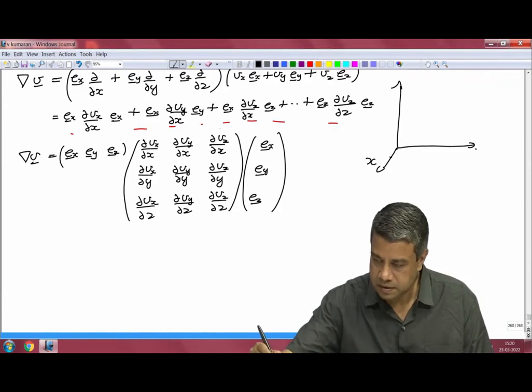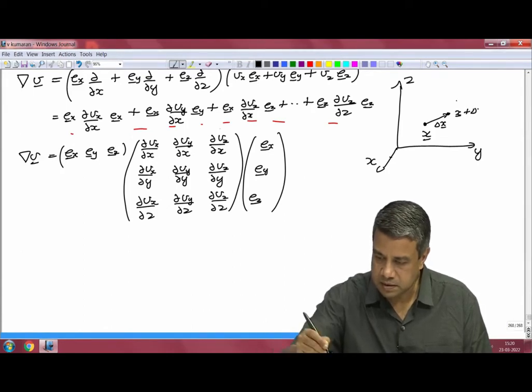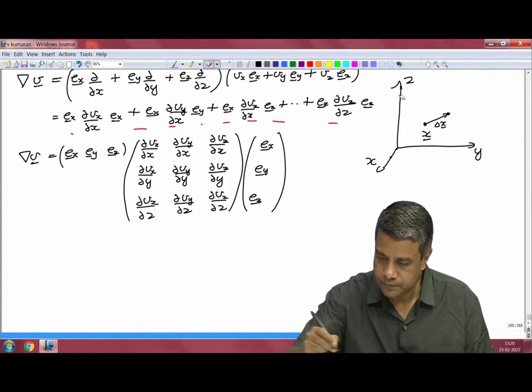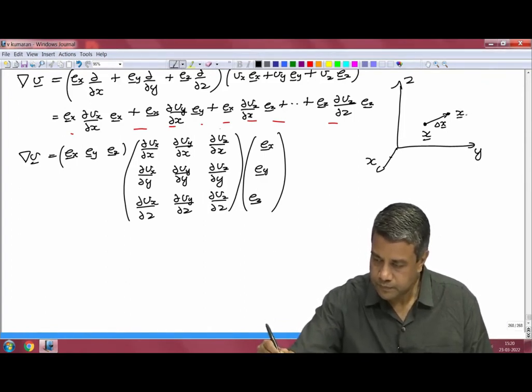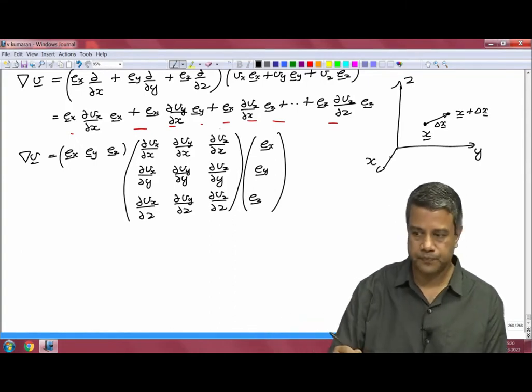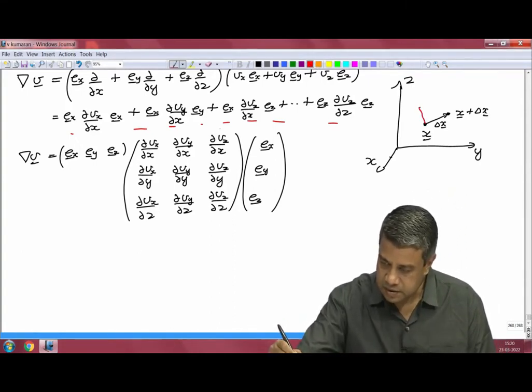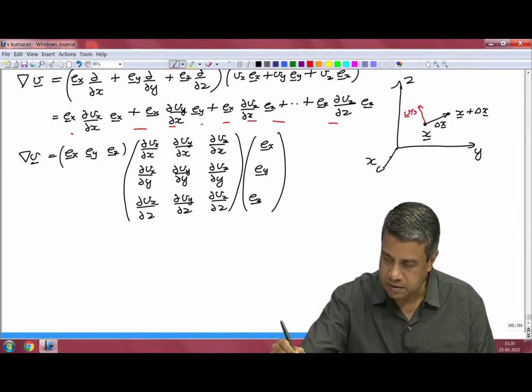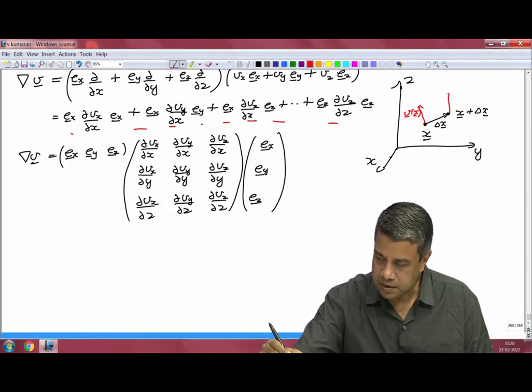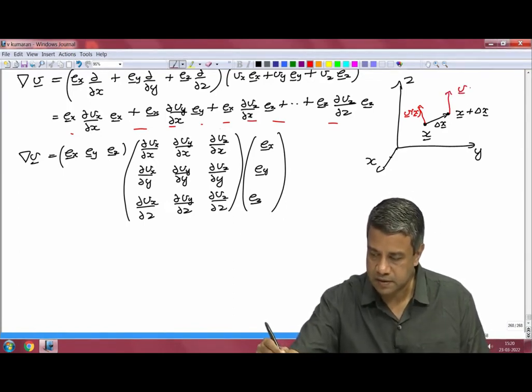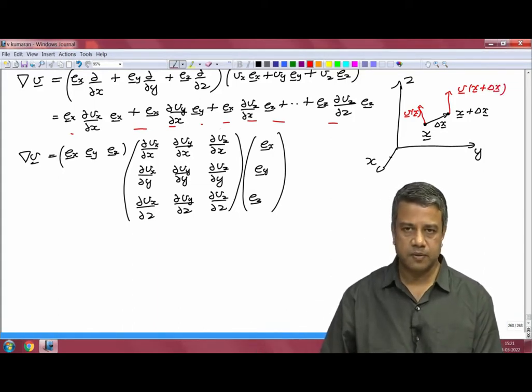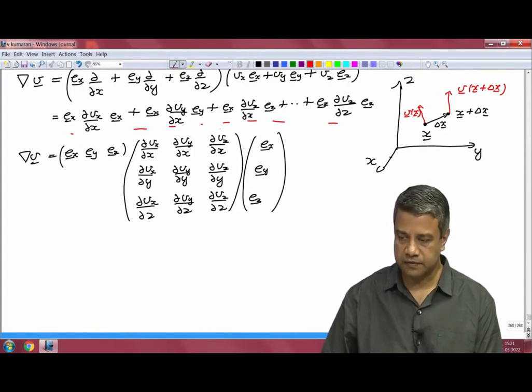In 3-dimensional space, if I am at a location x vector and I travel a small distance delta x to a new location x plus delta x. If the velocity at this location is v at x, if I go to a nearby location, there will be a change in the velocity. I will get the velocity vector at x plus delta x. And the difference between the two velocity vectors is delta v.